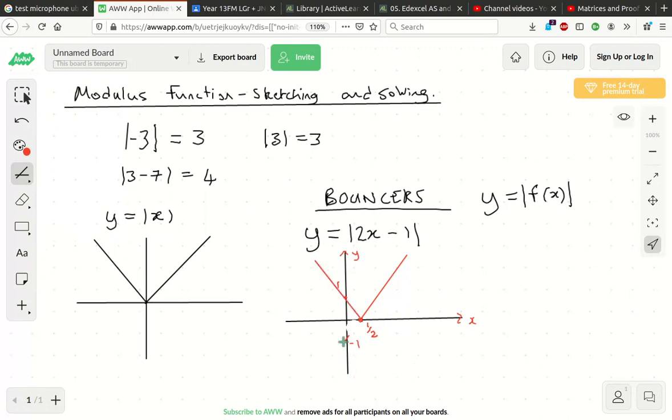Like I say, it makes a lot of sense because all your negative y coordinates should become immediately positive at the end, and so that has the effect of bouncing it off the axis. So that's what the modulus of 2x minus 1 looks like. Let's do a couple more.